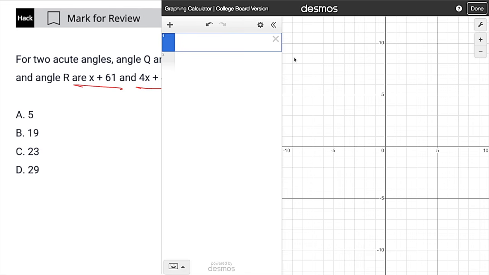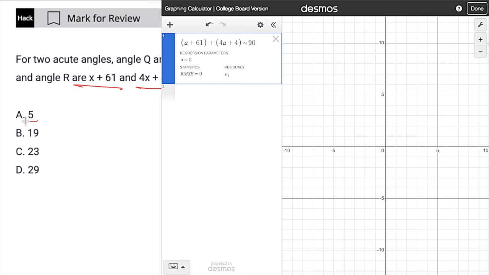So we can pull Desmos up. We'll change x to a so that we can use our squiggly. a plus 61 plus 4a plus 4 is going to be equal, or squiggly, to 90. And just like that, it'll give us the value of a, which we subbed in for x, so our answer is 5.